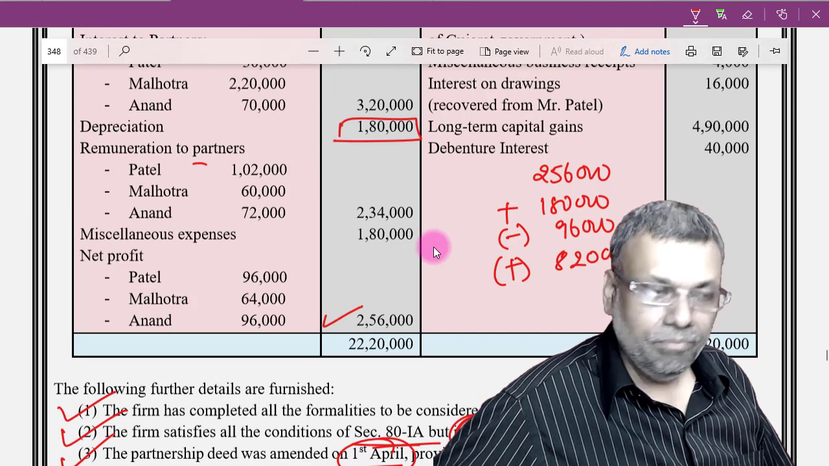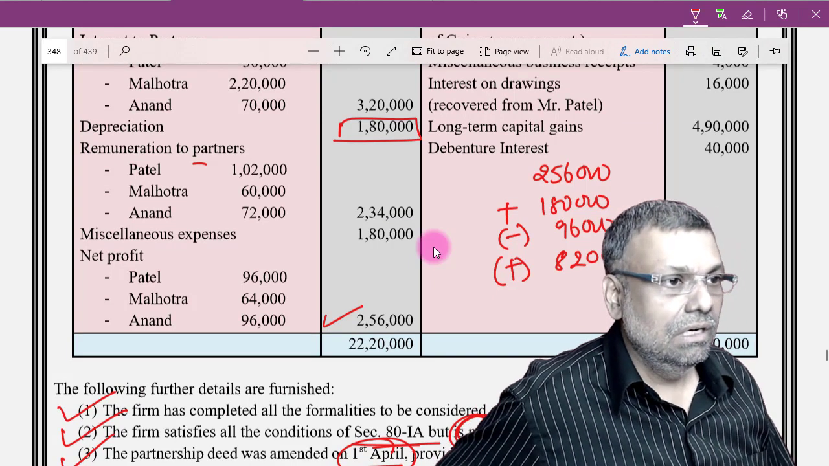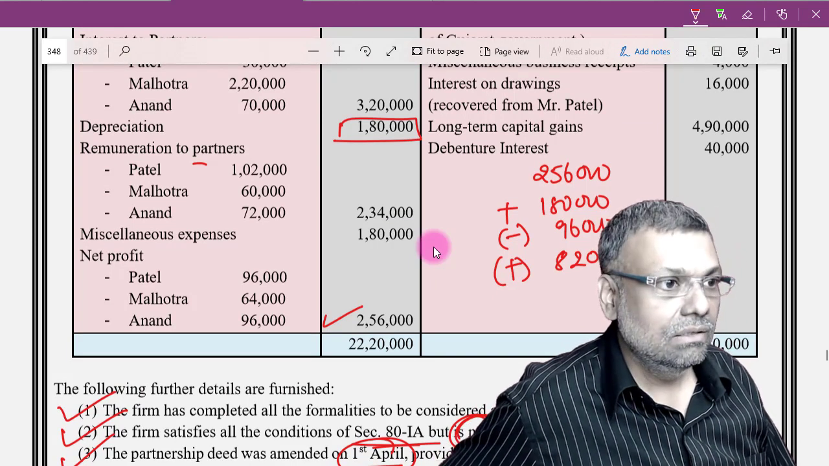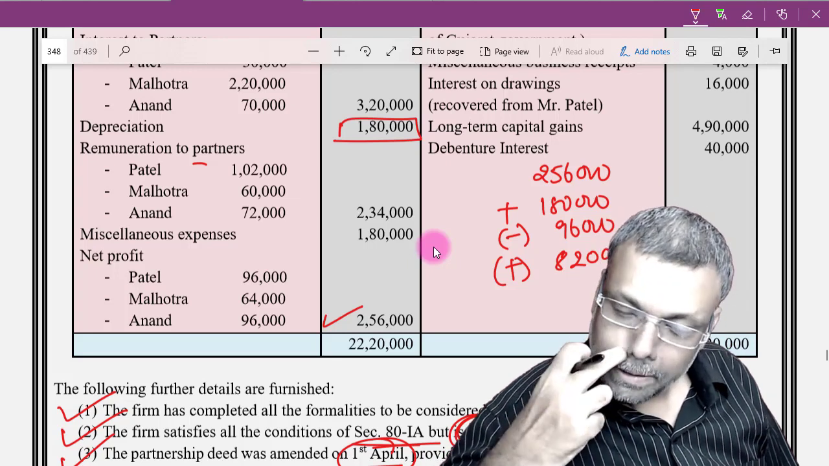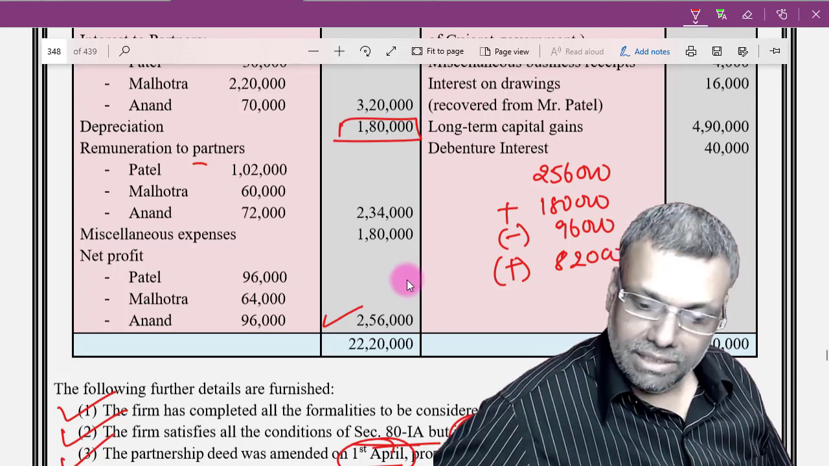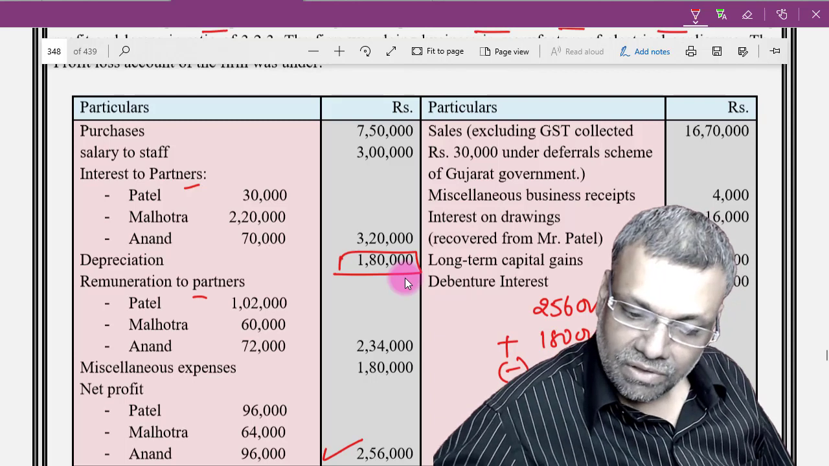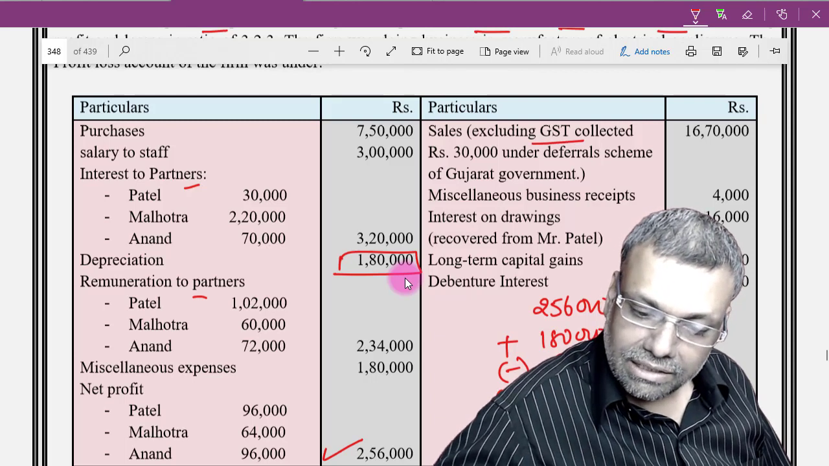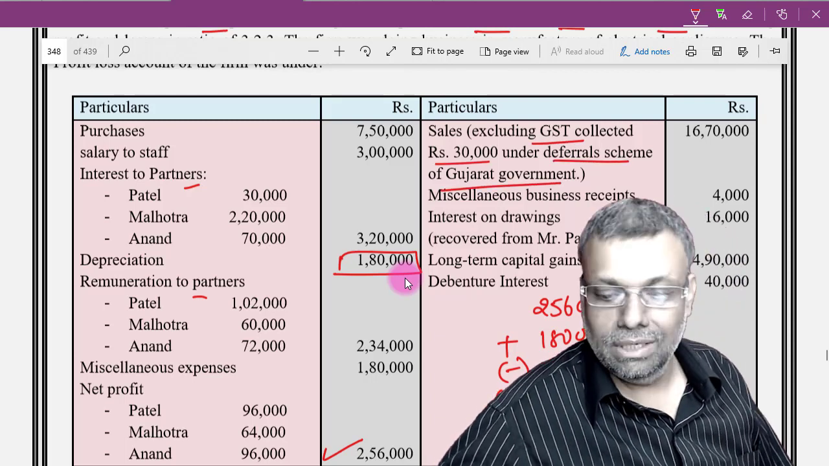Okay, now 1,80,000 we have added, all these we have already added. Okay, now let's go straight away to the profit and loss statement. On the credit side, GST collected 30,000 from deferral schemes from the Gujarat government.